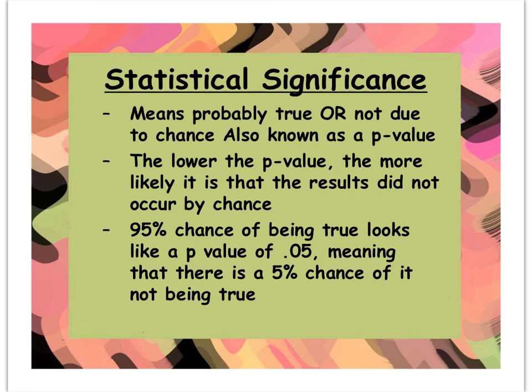So that's what we're looking for in statistical significance. We want that low number. 0.05, or lower, would be even better. If you see it as a percent, then you're just saying, okay, I want a 95% chance or really better of what I'm looking at being true.